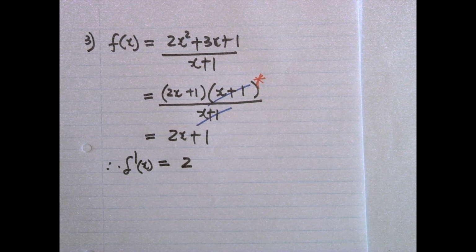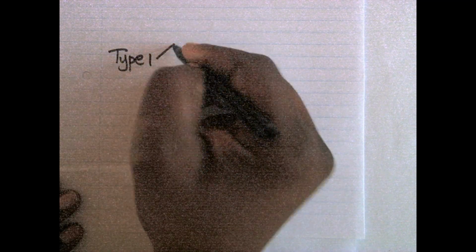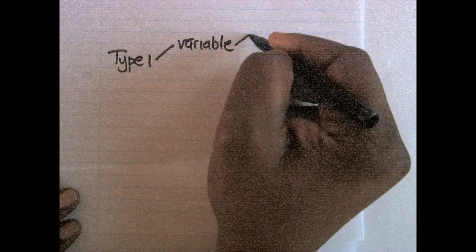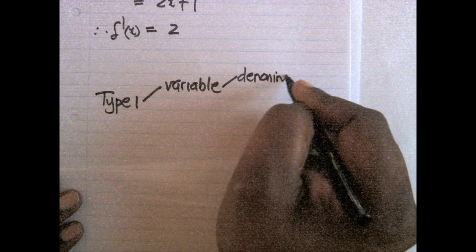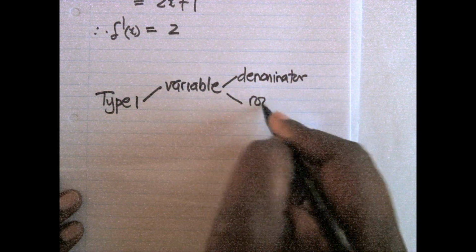So, to summarize today's lesson, we discussed 3 types that we can see as we endeavor to differentiate complex algebraic expressions. The first type, type 1. What are we saying in type 1 here? We are talking of the variable and the position of the variable. Where is the variable? It is in the denominator, or it is under the root sign.